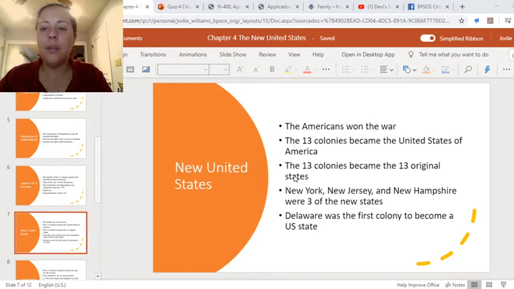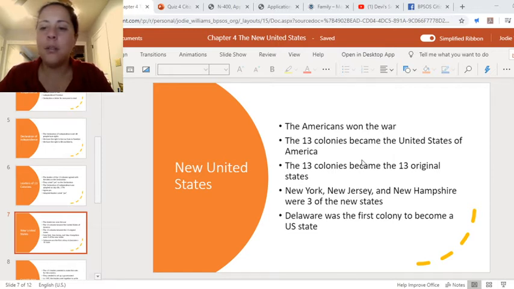The new United States. Page 55 in your book. The Americans won the war. Okay. Who did the Americans fight? Please write your answer in the comments.